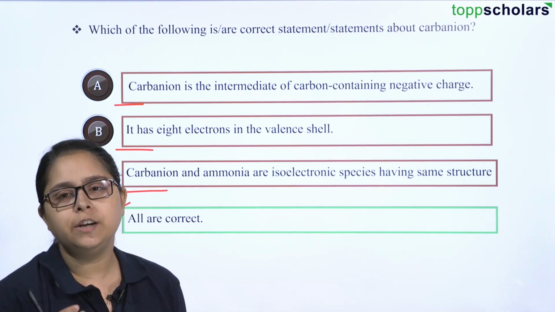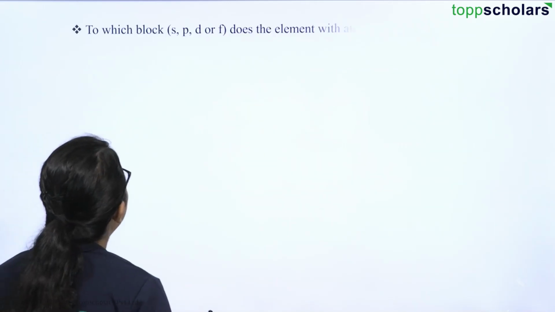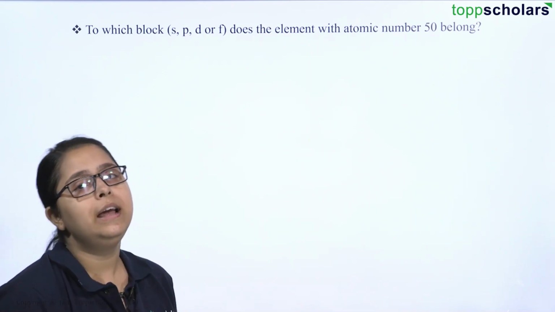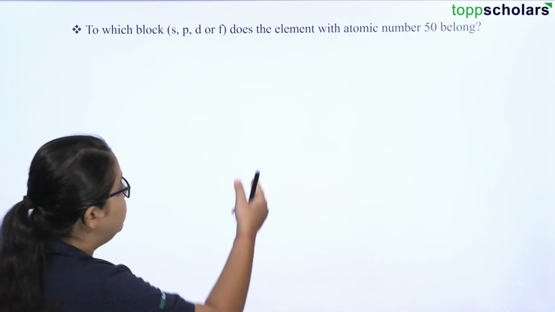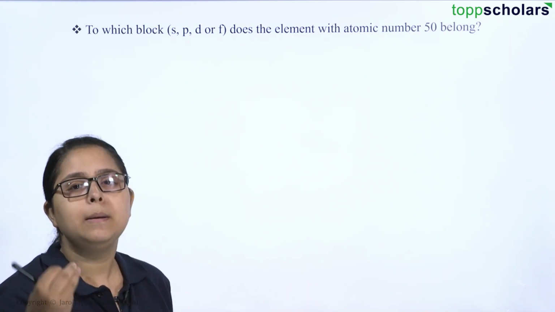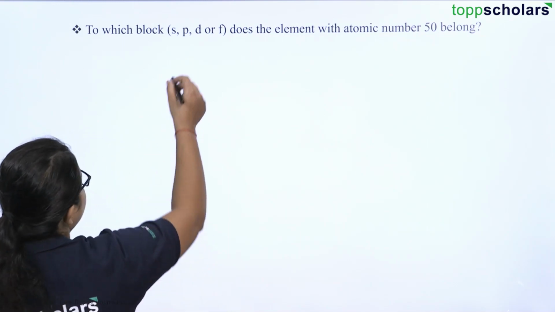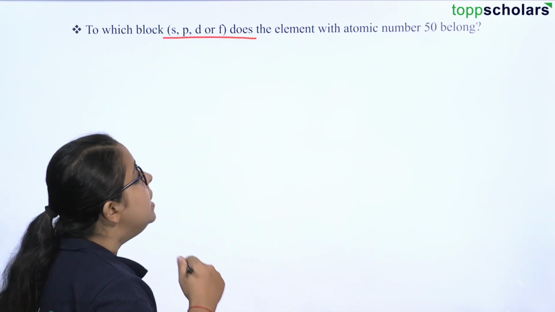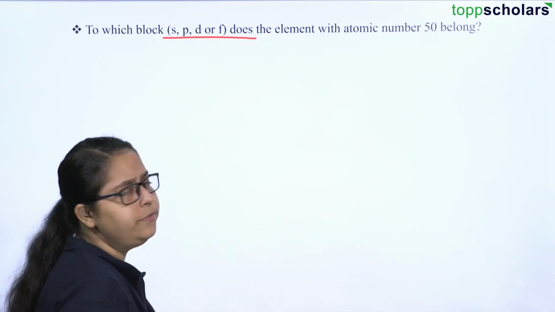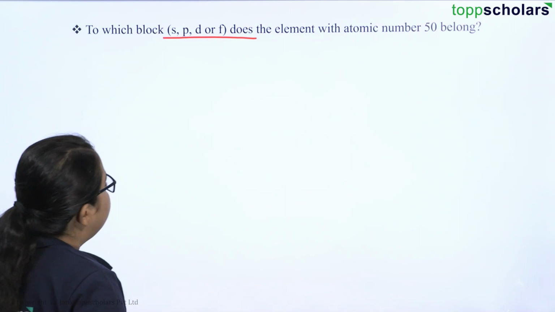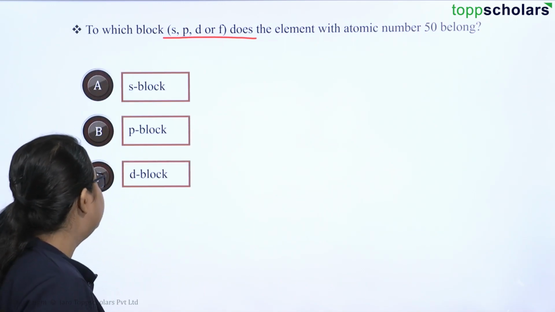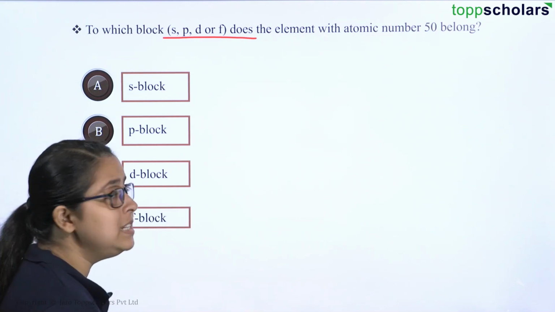Now students, let us proceed with the next question. The next question we are having is about the P block or D block or S block or F block elements. We are provided with the atomic number and we need to predict in which block this element will be placed. The question says, to which block S, P, D or F does the element with atomic number 50 belong? Let us have a look at the options, then we will go with the analysis. We have the very first option, which is S block, then we have P block, then we have option C, which is D block, and last option D, which is F block.